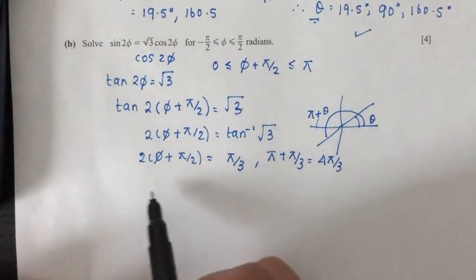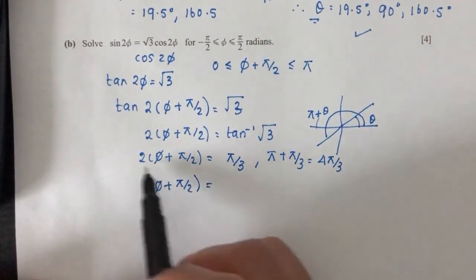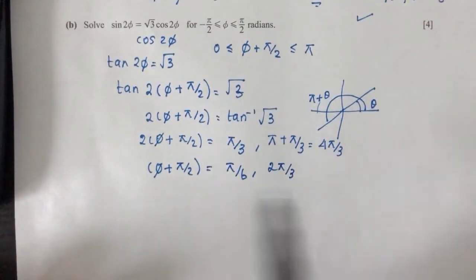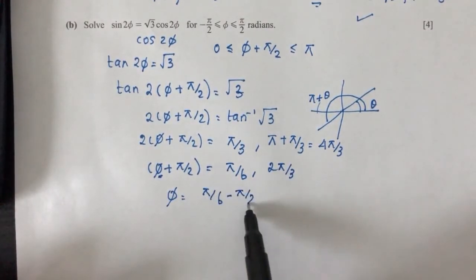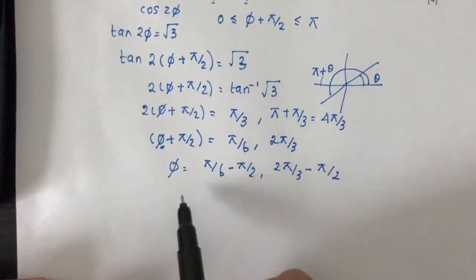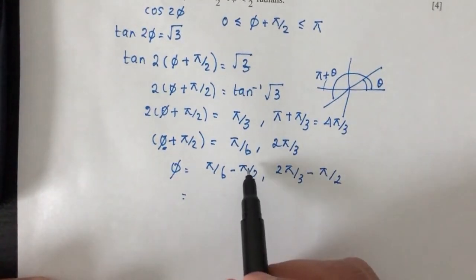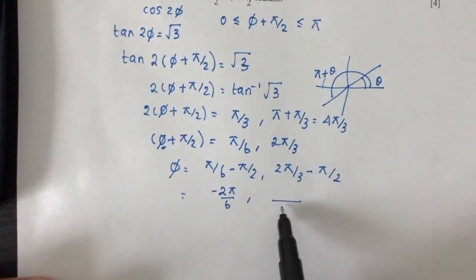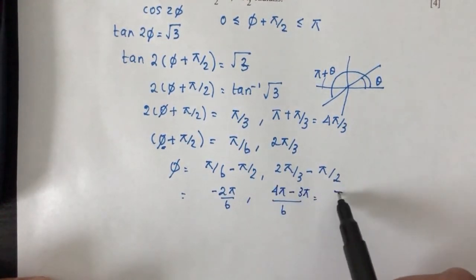Okay, so for now we have this. This is 2, so we have to divide by 2. Let's see what we have. That will become pi by 6, and this will become 2 pi by 3. So now we want to find the value of phi. So this will be this minus pi by 2, and this minus pi by 2. Let's solve. So 1 minus 3 will be minus 2 pi by 6. And this one is going to be over 6. That will be 4 pi minus 3 pi, which will give me pi by 6.